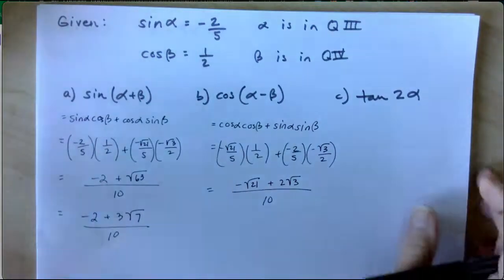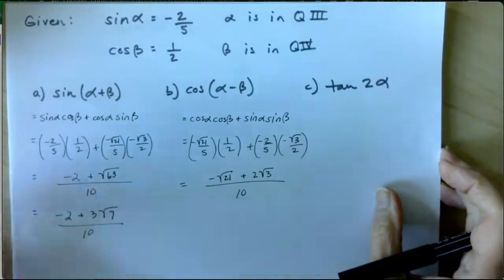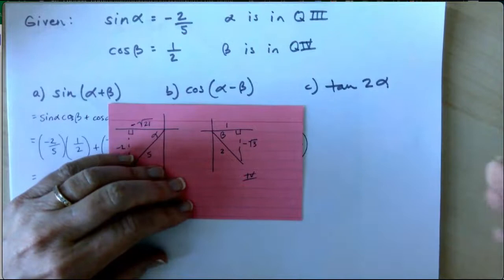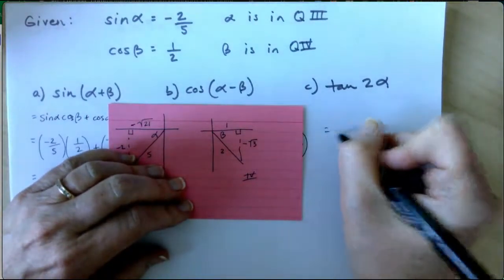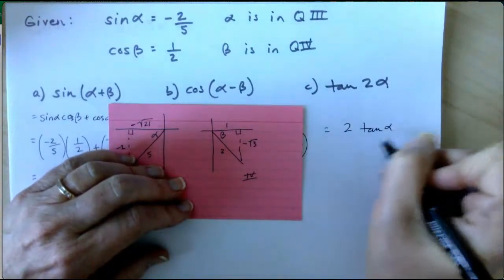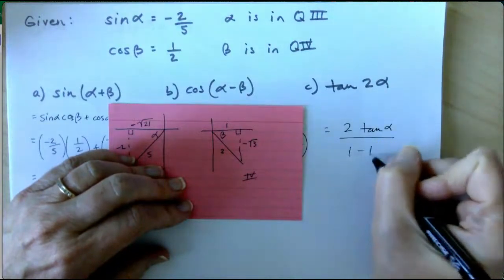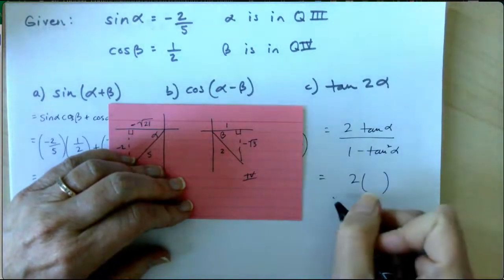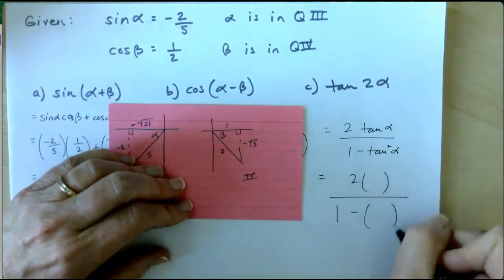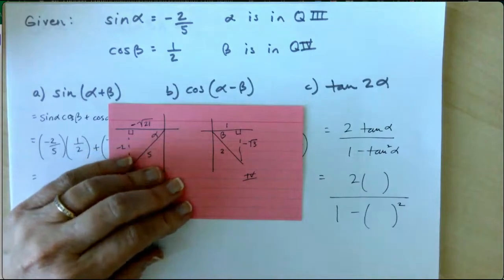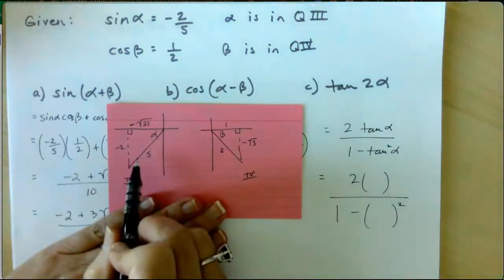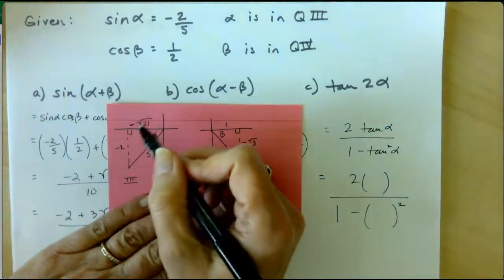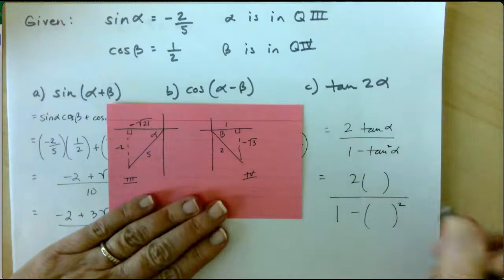The last one on this particular page is the tangent of the double angle. And the tangent of the double angle is 2 tan alpha over 1 minus tan squared alpha. So 2 tan alpha over 1 minus tan squared. So we're just making a substitution here. Go to the alpha triangle. The tangent of alpha is opposite over adjacent in quadrant 3. That will be positive.